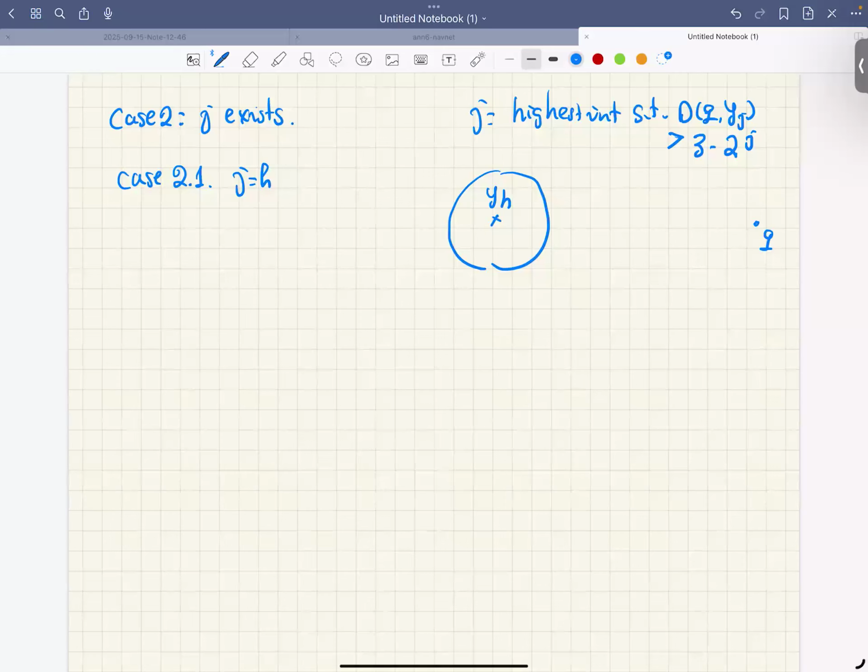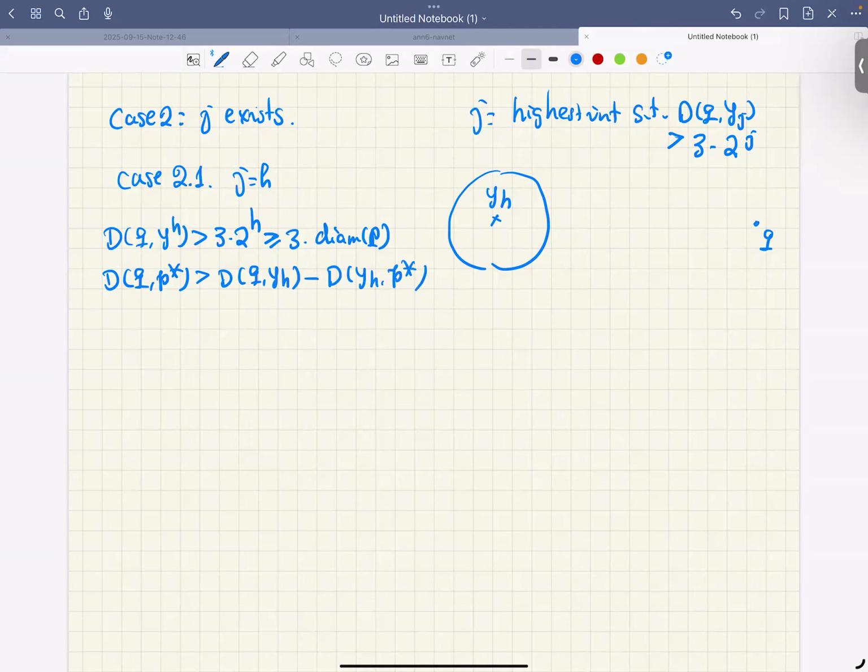So indeed, as you can see, we first argue that Q YH is greater than 3 times 2 to the power of H. So this is at least 3 times the diameter, right? Okay. All right. So using this, we can argue that the distance from Q to P star is very large. How do we argue this? Well, this time we use triangle inequality in the negative sense.